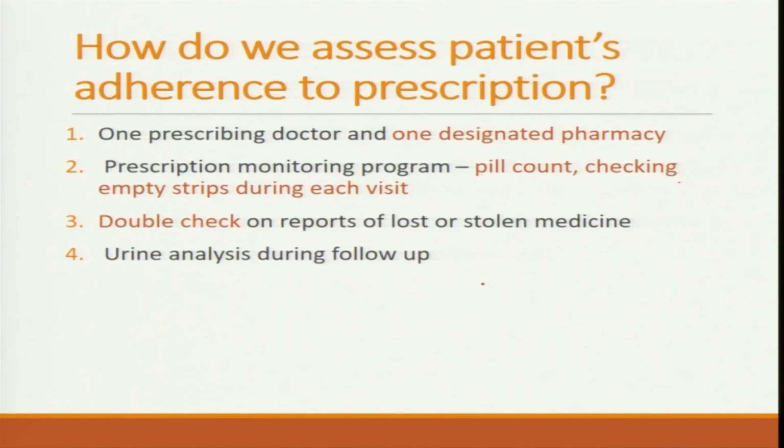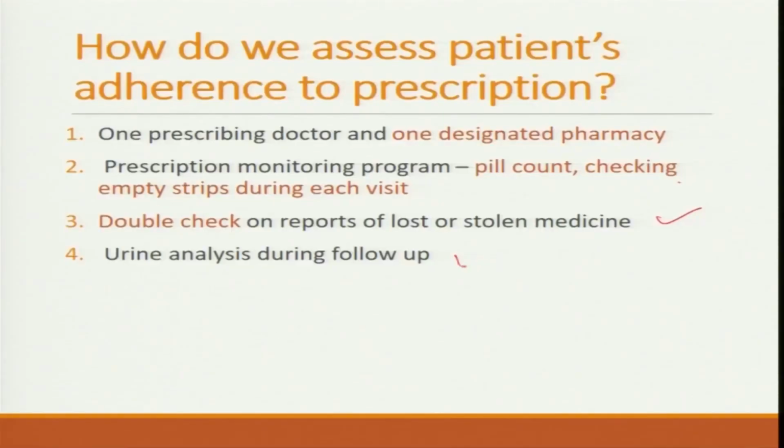Double check on stolen medicine. If the pills are missing, check with the relatives, check with the patient, check with the patient's family doctors or any friend in his group. Lastly, urine analysis can be done, which will measure the morphine in the urine. If he has taken a very large dose, it can be detected in the urine test.